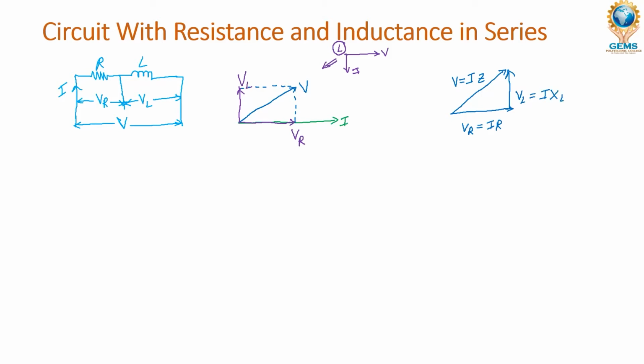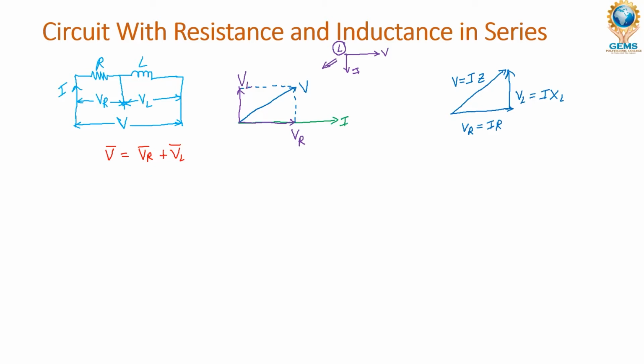These two voltages are in series. What is the total voltage? The V vector equals VR vector plus VL vector. Why are we writing plus? These two are in series, and in series, voltage is going to divide. So from this vector diagram we can write what this V value is.